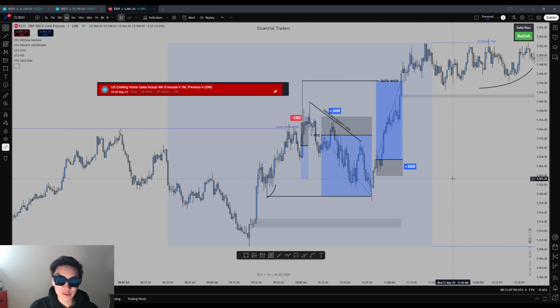All right, y'all, we're back with another trade recap, and today I'm going to be going over how we can use data news releases like data wicks as our draw on liquidity. This is just a quick example.